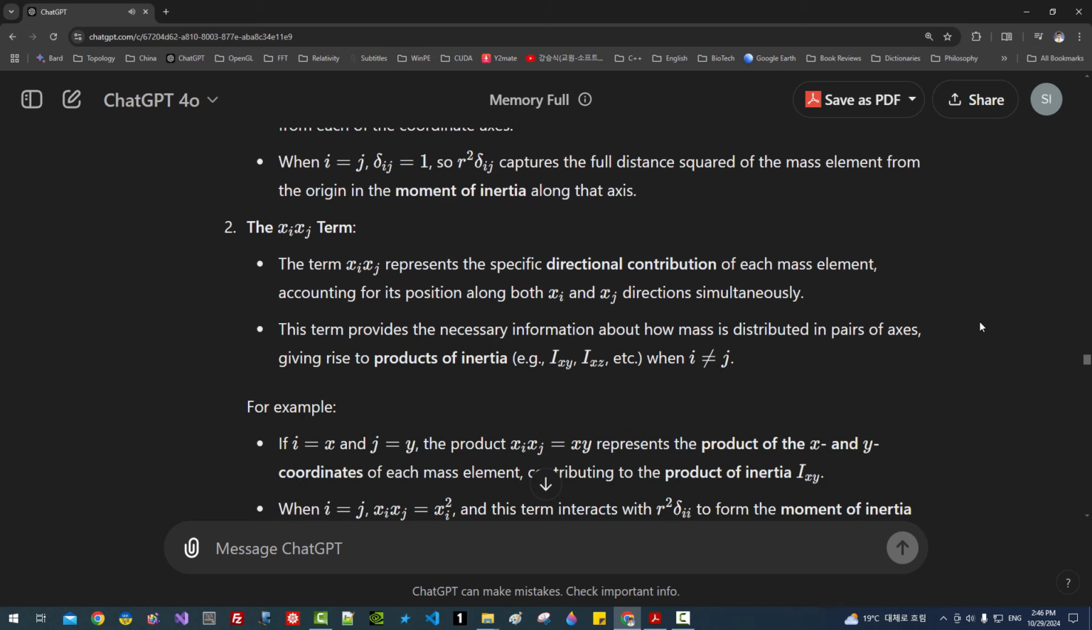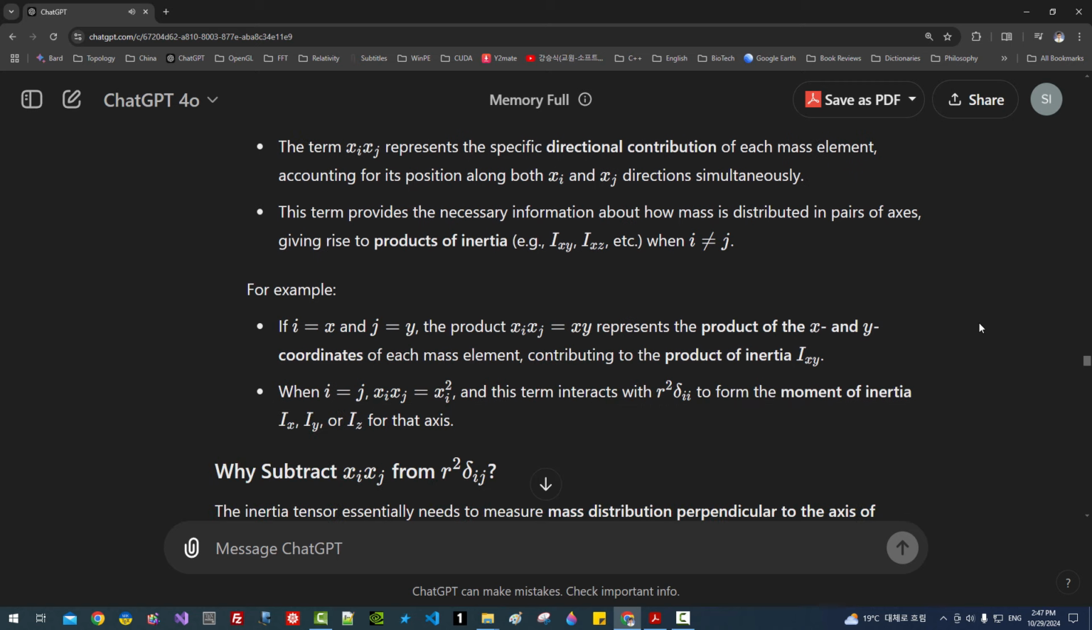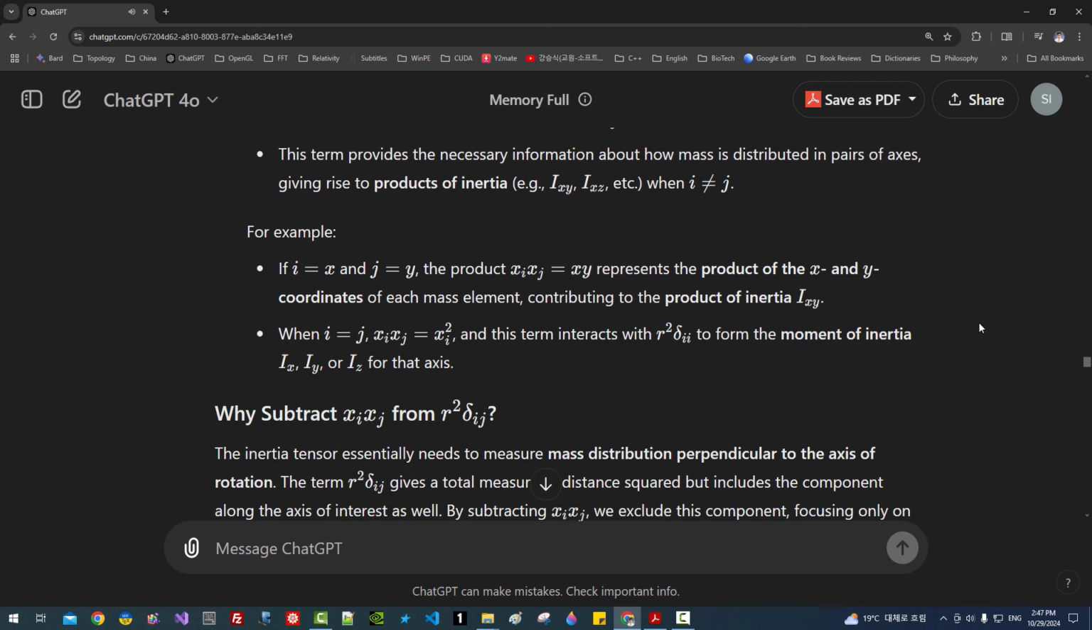2. The xi xj term. The term xi xj represents the specific directional contribution of each mass element, accounting for its position along both xi and xj directions simultaneously. This term provides the necessary information about how mass is distributed in pairs of axes, giving rise to products of inertia, e.g., Ixz, etc., when i does not equal j.